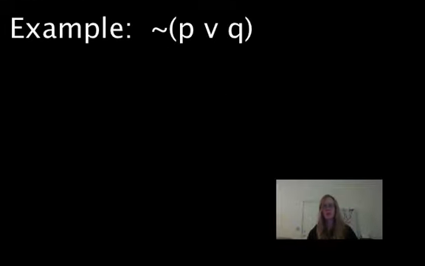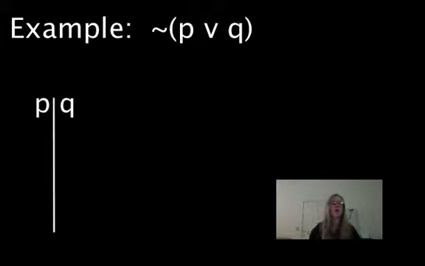Alright, now we're going to do another example. This one's going to have some grouping in it. It's still only got 2 statements, though, P and Q. So P and Q. We start off by setting it up the exact same way. Our basic statements go on the left side of the table, P and Q, 2 columns for those.